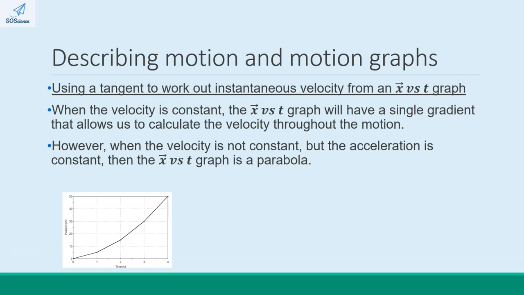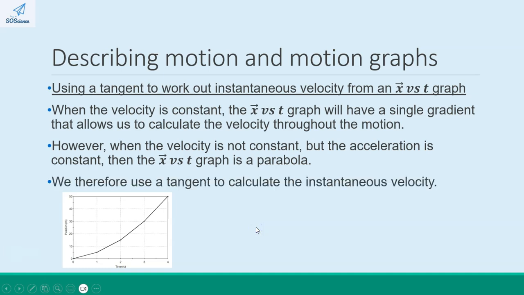However, in scenario 3, the velocity is not constant. The acceleration is constant. And remember that when the acceleration is constant, then we end up with an x versus t graph that is parabolic. If we want to work out the instantaneous velocity, when it comes to a curved graph like this one, then we need to use a tangent.